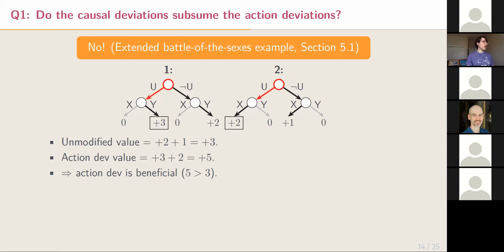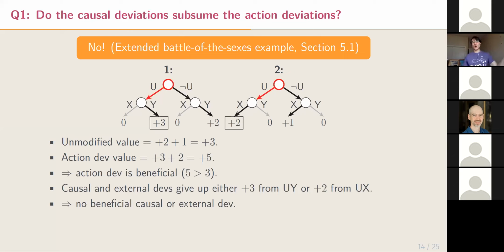So we have a beneficial action deviation, but there's no causal or external deviation that can do the same trick, because if you trigger at the beginning of the game, you have to continue deviating to the end. So you'll get 0 in one of the two scenarios, or you could trigger afterward, but you're still in the left information set, and you're still going to force yourself to get 0 under one of the scenarios. So this proves that there's no beneficial causal or external deviation. This is in fact an EFCE, but there is a beneficial action deviation.